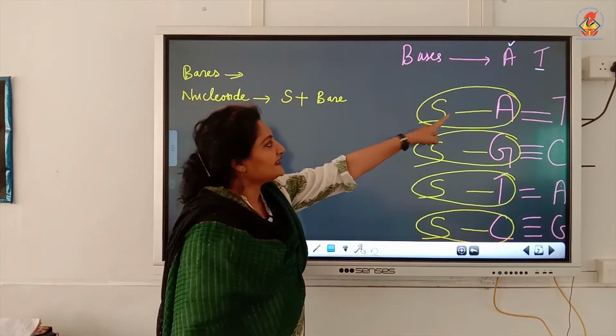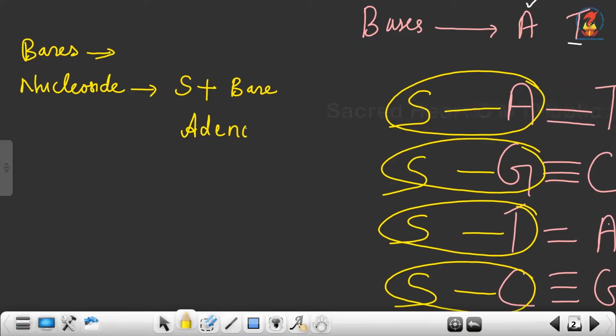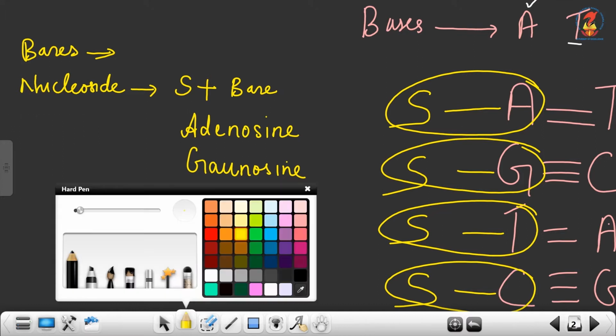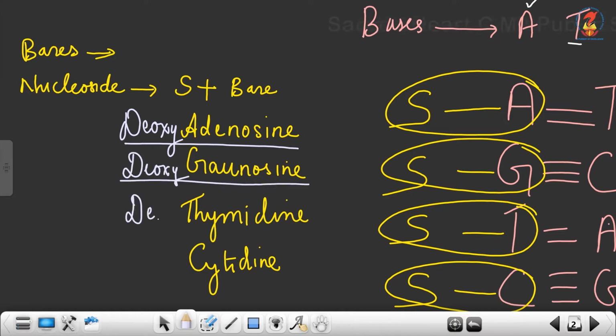The name where adenine is a component of the nucleoside is known as adenosine. So adenine becomes adenosine. Where guanine becomes a part, it will be called guanosine. When thymine becomes a part of the nucleoside, it becomes thymidine. And when cytosine becomes part of the nucleoside, it becomes cytidine. It is not complete because it belongs to DNA. It is called deoxyadenosine, deoxyguanosine, deoxythymidine, and deoxycytidine. Okay, so these are the different nucleosides.